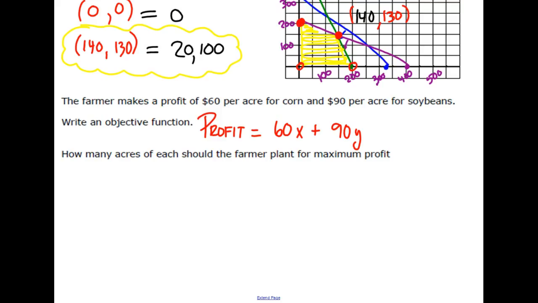That's what we're looking for. It says 140 acres corn and 130 acres soybeans. All right. Wow. Under 15 minutes, not bad. So there you have it. Those are the fun linear programming problems.